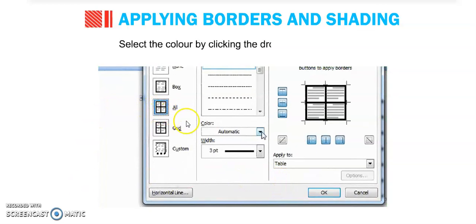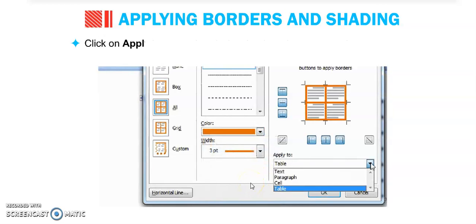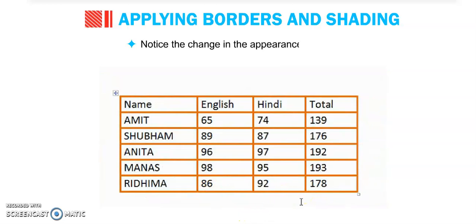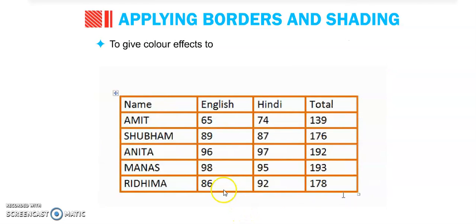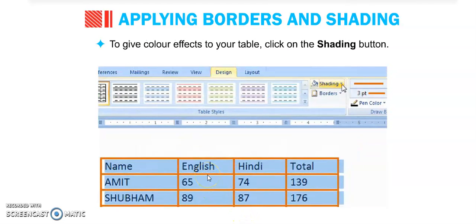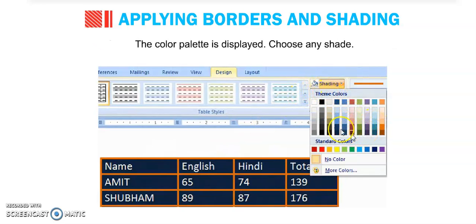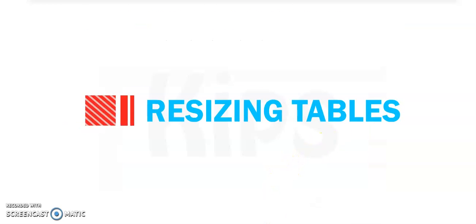Then select the color by clicking the drop-down list of color. And click on the Apply to text box and select the Table option from the drop-down list. And click on OK. Now you can see the border has changed. Notice the change in the appearance of the table. To give a color effect to your table, click on the Shading button. A color palette will display. Choose any shade, any color that you want. Now we have changed the shading of the table.